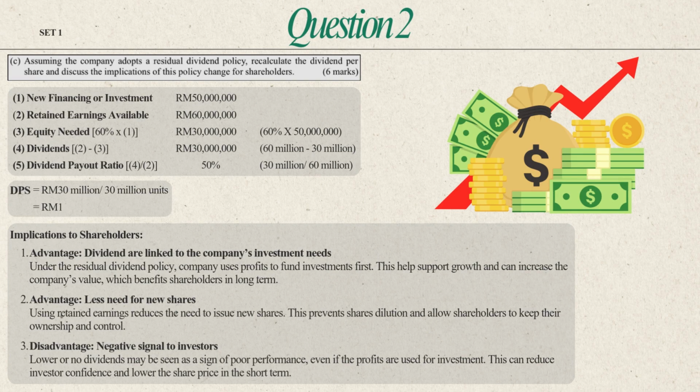The third one is a disadvantage, which is a negative signal to the investor. Lower or no dividends may be seen as a sign of poor performance of the company, even if the profits are used for the investment. This can reduce investors' confidence and lower the share price in the short term.